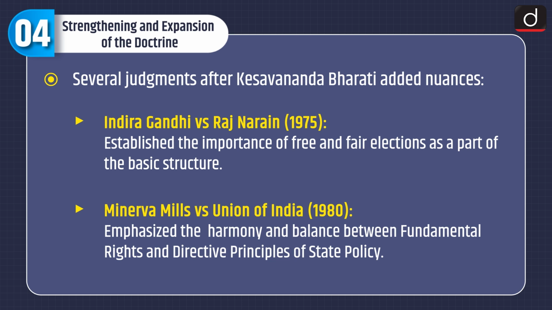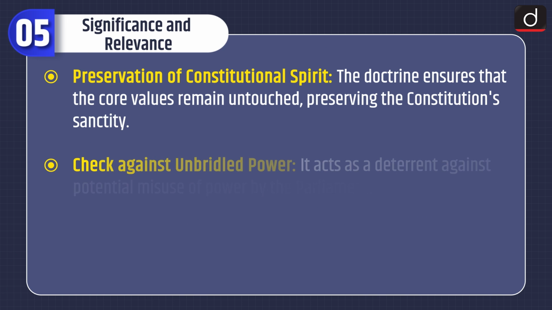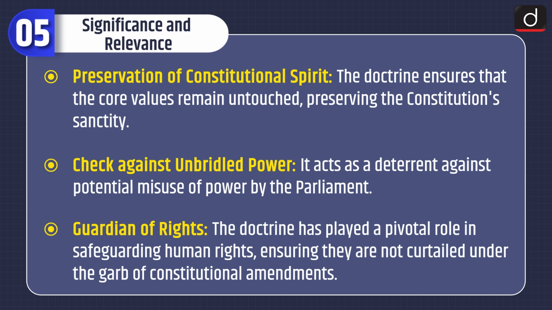Now moving on to significance and relevance. Preservation of constitutional spirit. The doctrine ensures that the core values remain untouched, preserving the Constitution's sanctity. Check against unbridled power. It acts as a deterrent against potential misuse of power by the Parliament. And guardian of rights. The doctrine has played a pivotal role in safeguarding human rights, ensuring they are not curtailed under the garb of constitutional amendments.